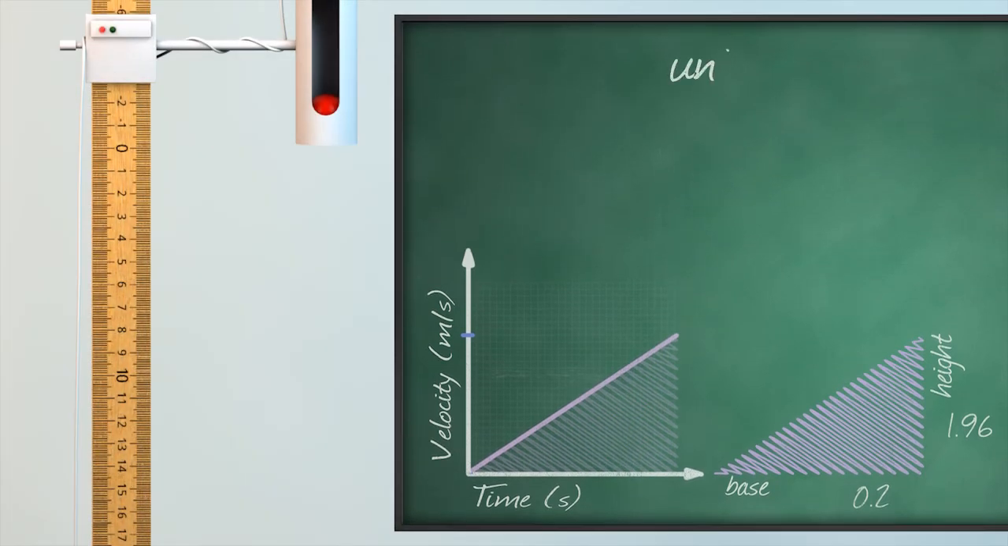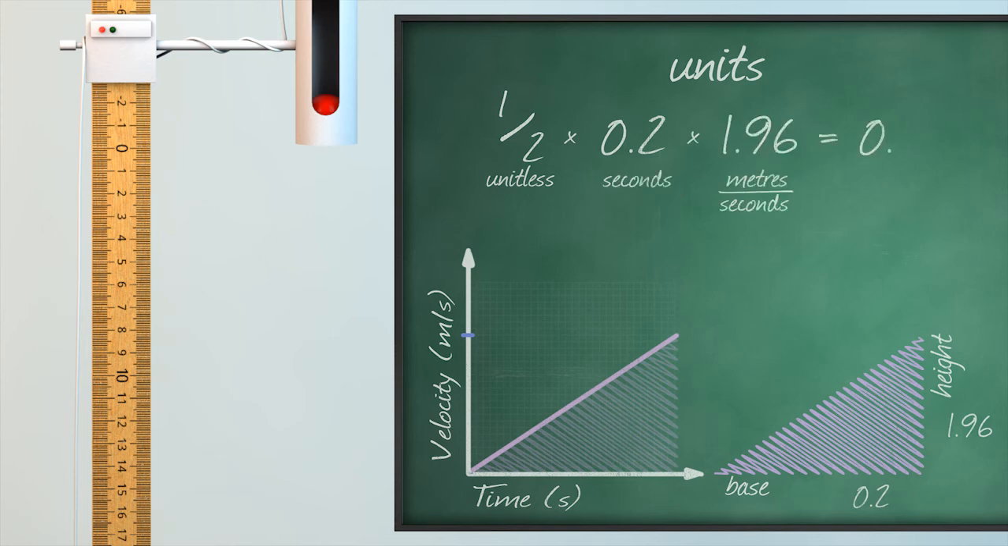This is a very common mistake. We didn't think about units. If we think about units, we realize we are actually correct. We should have included units in our calculation from the start. 1/2, which is unitless, multiplied by 0.2 seconds, multiplied by 1.96 meters per second, and dividing out the seconds leaves us with 0.2 meters, which is equal to 20 centimeters.